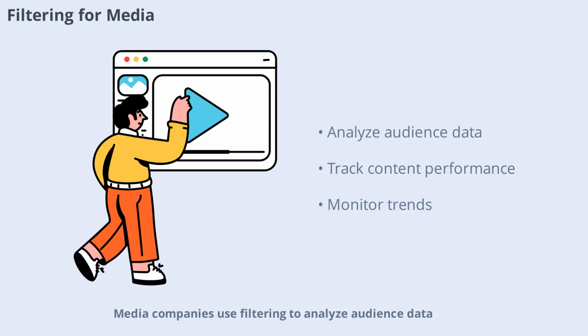Media companies use filtering to analyze audience data, track content performance, and monitor trends. This helps them create more engaging content and grow their audience.